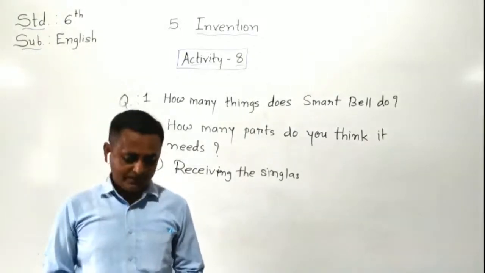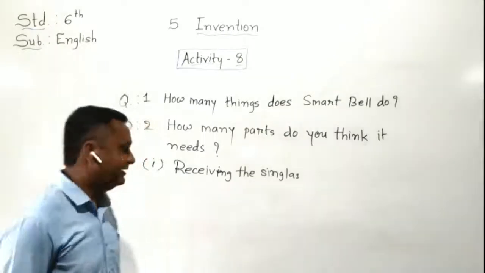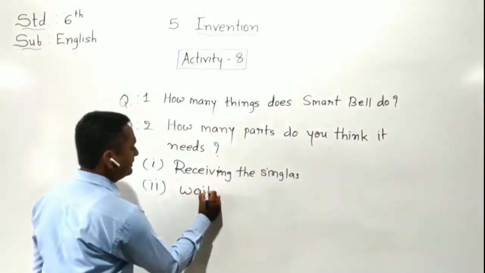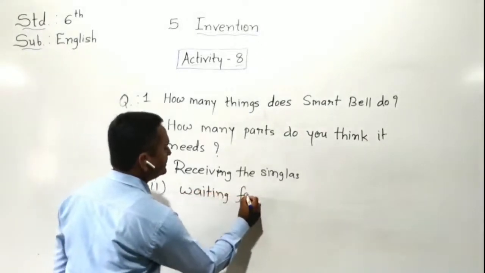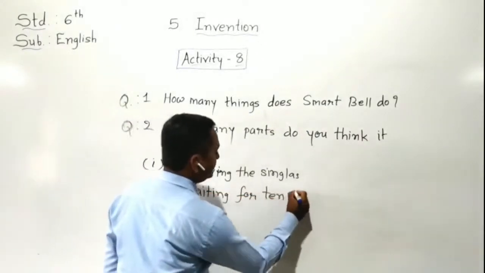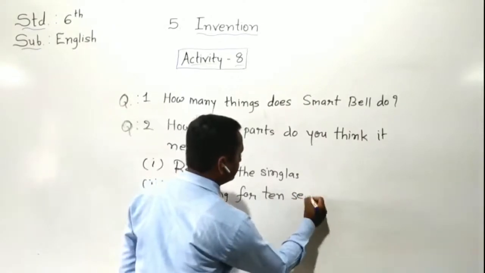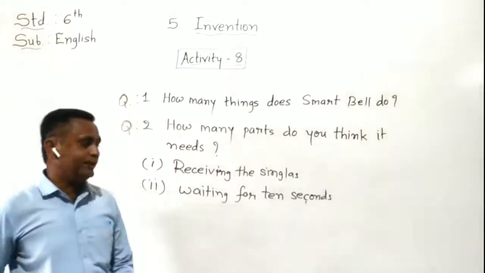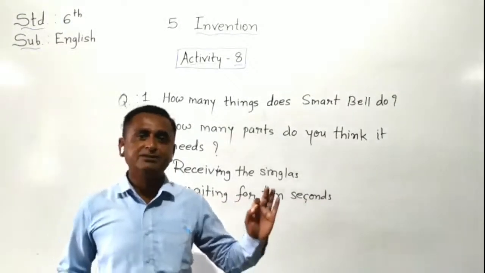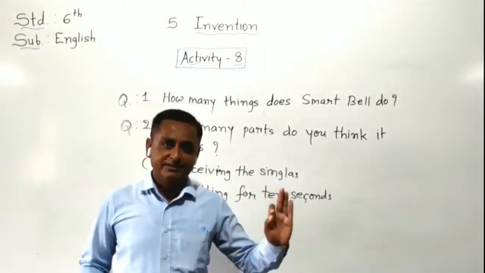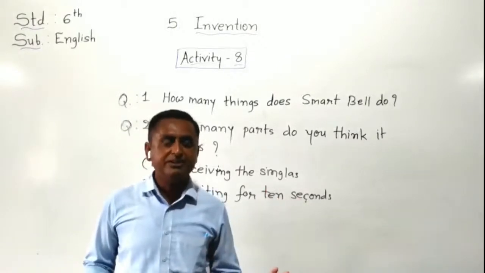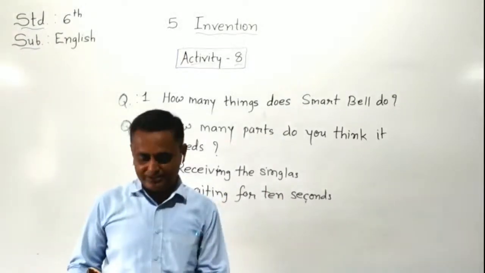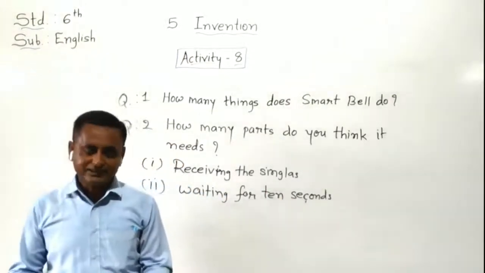The second step is waiting for 10 seconds. The second step is given here: waiting for 10 seconds. How many seconds? 10 seconds. When you press the smart bell switch, it receives the signal from the visitor. After that, it waits for 10 seconds to respond. Okay?